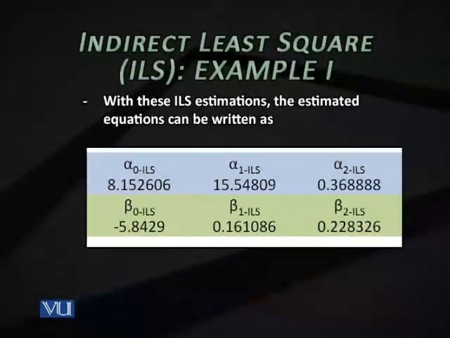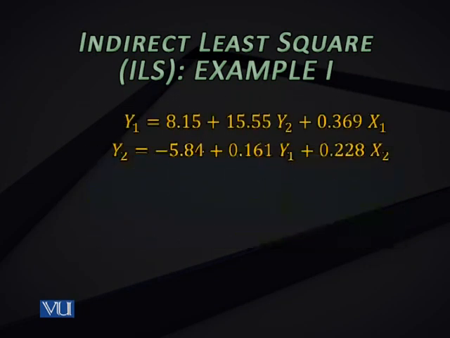So if you just substitute the values of the reduced form coefficients pi's in the expressions that you just saw a while back, you will get these values of alphas and betas, and then we can write the original structural equations in terms of these coefficients. For example, on the screen you are seeing that we have just used these estimated values of alphas and betas to write the estimated equation. Remember, this equation is estimated with the help of indirect least square. You are seeing on the screen y1 is equal to 8.15 plus 15.55 y2 plus 0.369 x1, and similarly you have the values of the second equation.